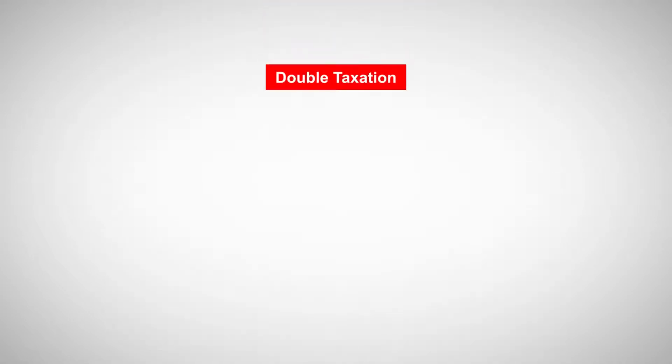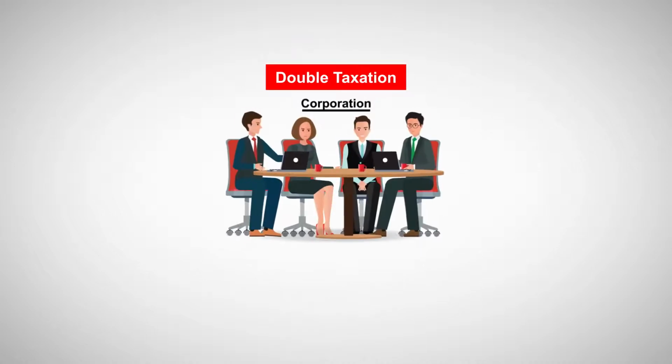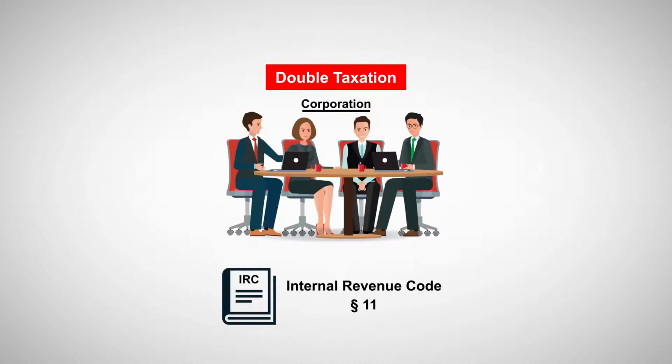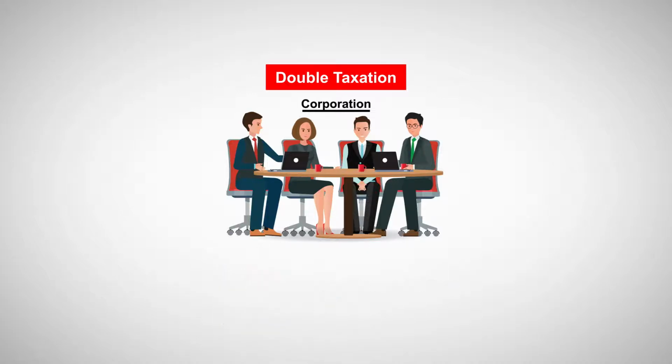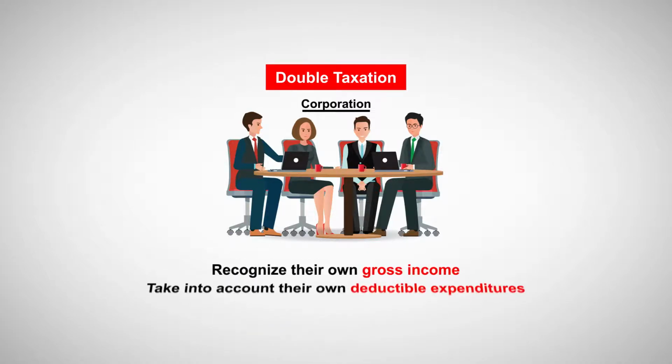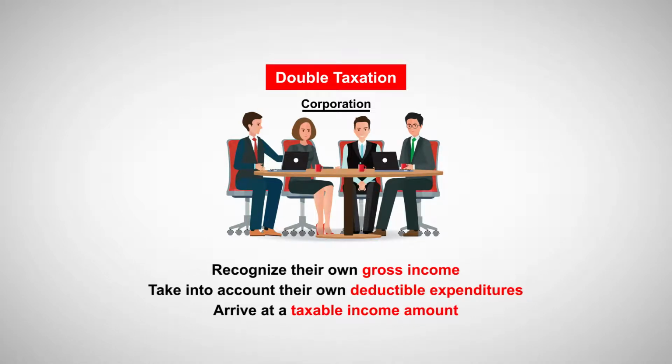Let's now turn to double taxation. Taxpayers which are corporations are subject to tax under Section 11 of the Code. Just like individual taxpayers, corporations must recognize their own gross income, take into account their own deductible expenditures, and arrive at a taxable income amount upon which the corporation pays tax at the rates described in Section 11.